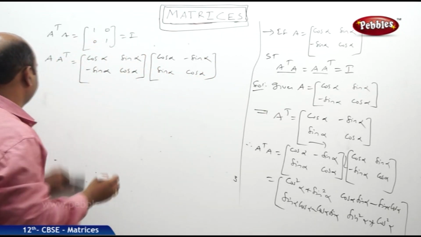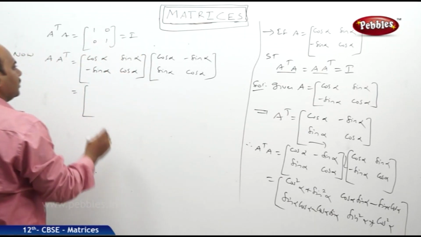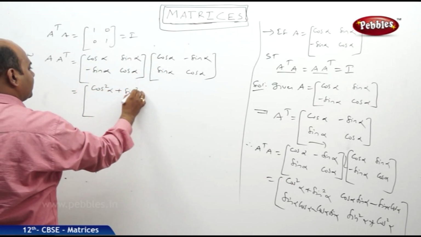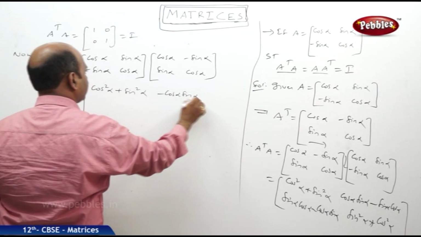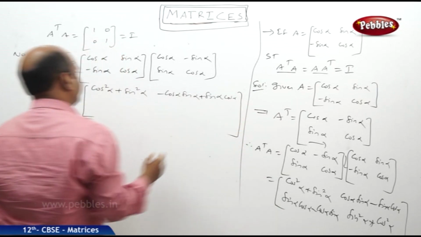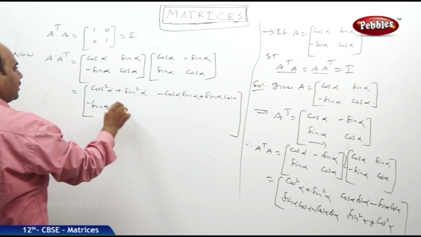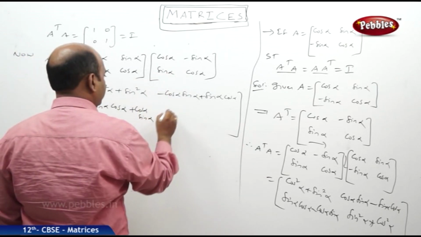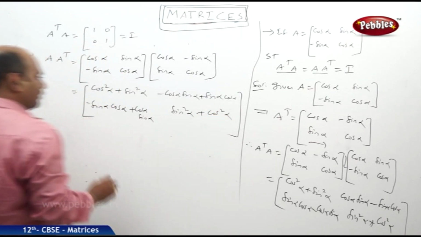So what happens? Matrix multiplication as usual. It is possible because it is a 2 by 2 matrix for us. So cos alpha into cos alpha, cos square alpha plus sin square alpha. Cos alpha into minus sin alpha, this is minus cos alpha sin alpha plus sin alpha cos alpha, and here also minus sin alpha cos alpha minus sin alpha cos alpha plus cos alpha sin alpha, and here sin square alpha plus cos square alpha.